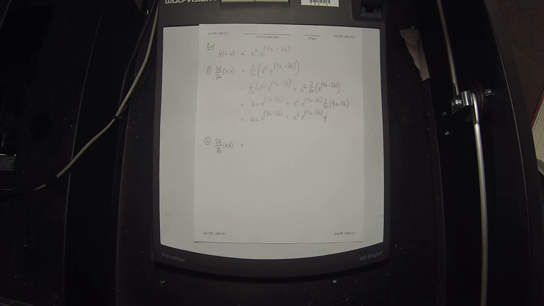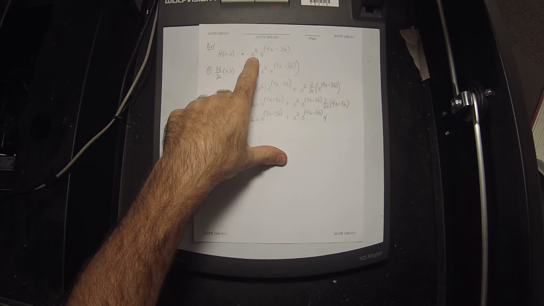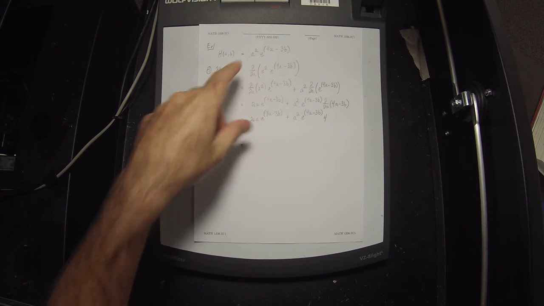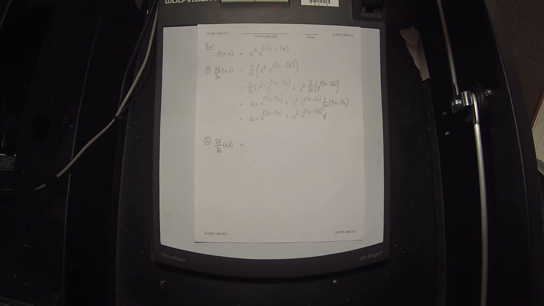So, will we need the product rule? No, right? Because the first factor, A squared, is constant. It's a constant with respect to B. So it would be like if I was to ask, what's the derivative of 5x? And you said, well, it would be the derivative of 5 multiplied by x plus 5 multiplied by the derivative of x. You could use the product rule to compute the derivative of 5x, but it's just much shorter not to do that.